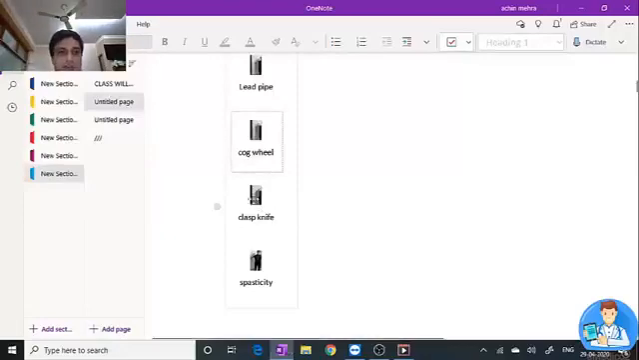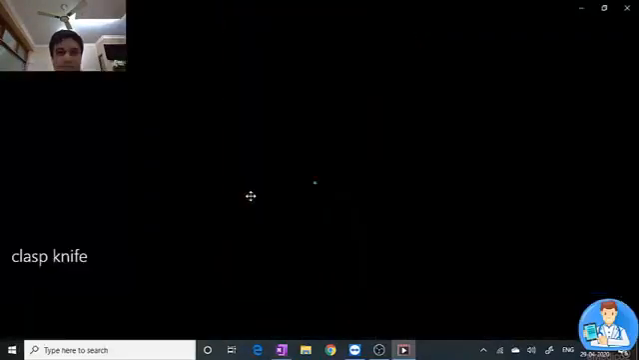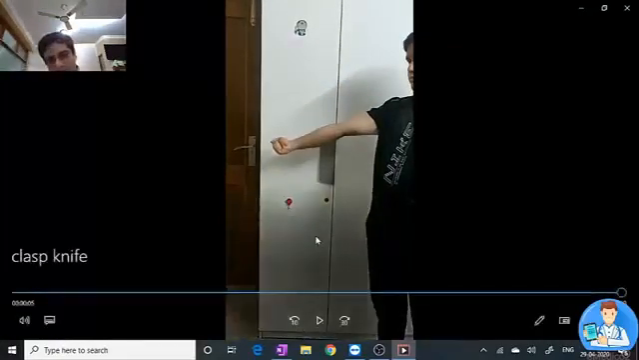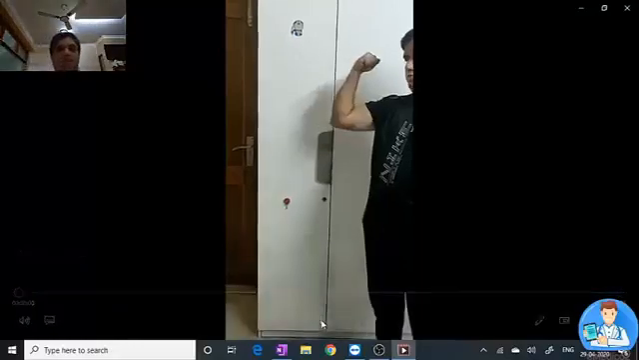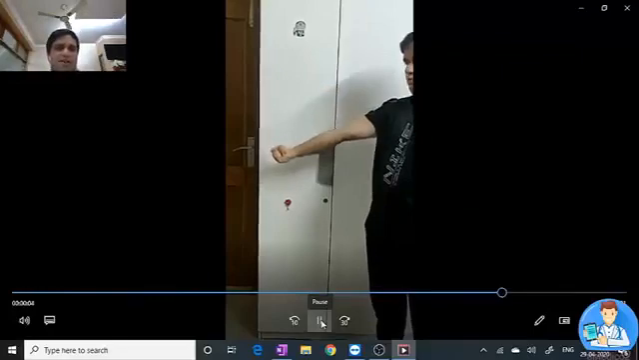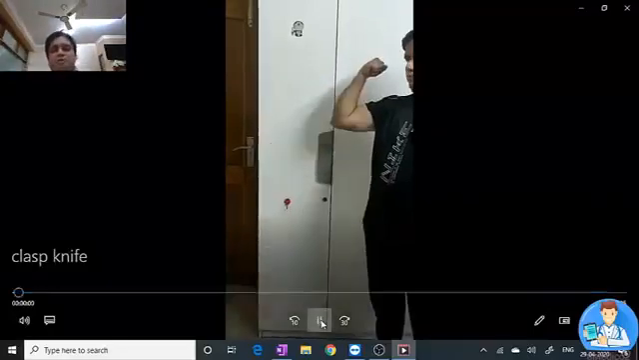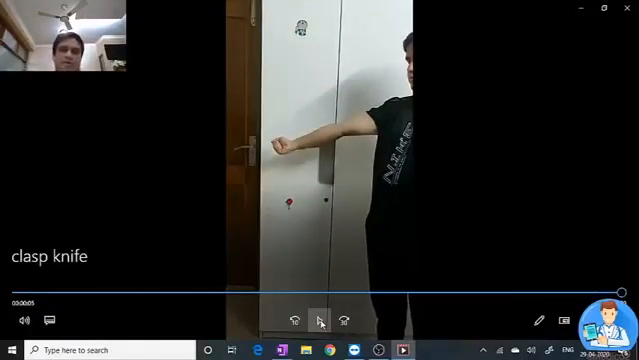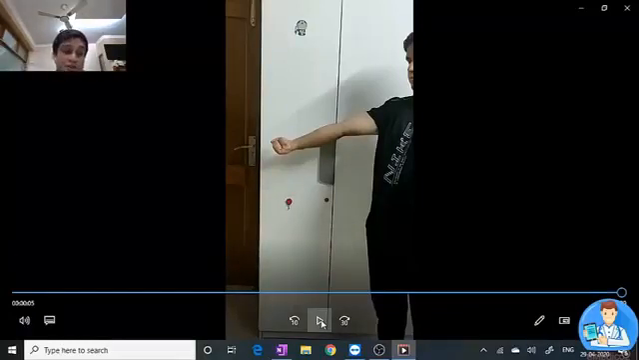Then we have another kind of rigidity, that is this. It's not lead pipe. When I try to extend the limb, I might find rigidity, and at the last part it suddenly opens up, as if I'm trying to remove a knife or a sword from a clasp. So I apply a lot of pressure and it suddenly gives way at the last part. That's known as a clasp knife rigidity.